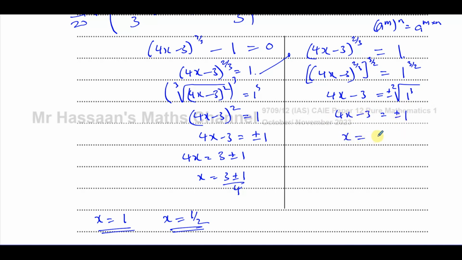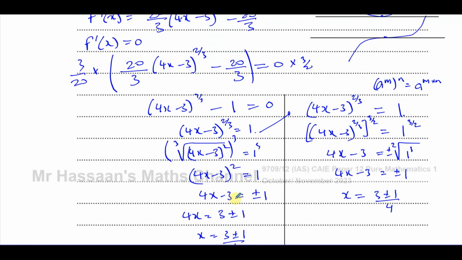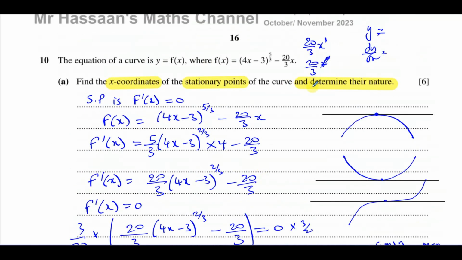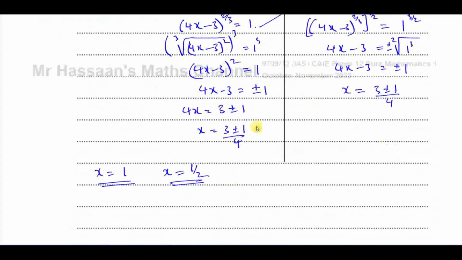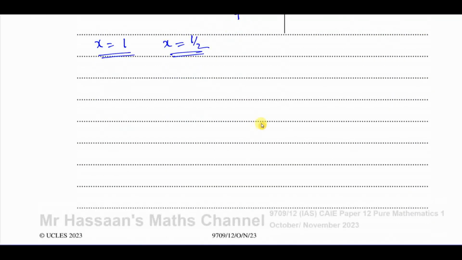You're going to have x equals basically 3 plus or minus 1 over 4, which gives you the same answer. So that's an alternative way of doing it, if you don't like this method here. But you end up with your two stationary points. Now, we haven't finished there because it says, and determine their nature.